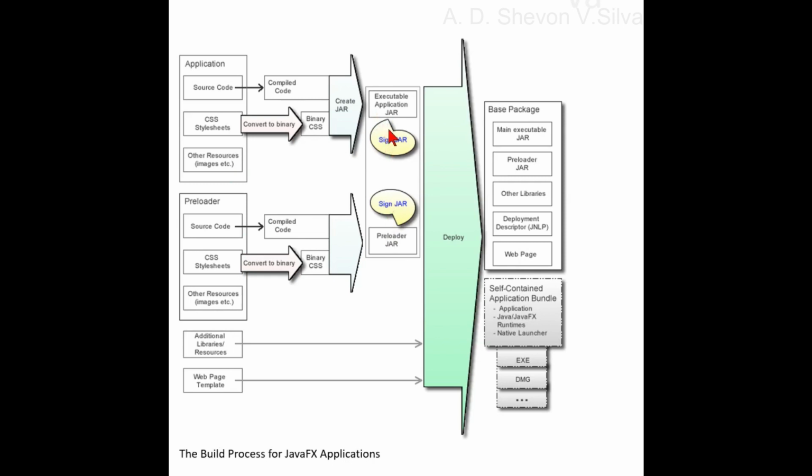For web applications, the deployment descriptor JNLP file is prepared to produce the final package consisting of one or more executable jar files, the deployment descriptor, and a web page with the embedded application or a link to launch web start application. To produce the web page, it is possible to use an input template with variables.